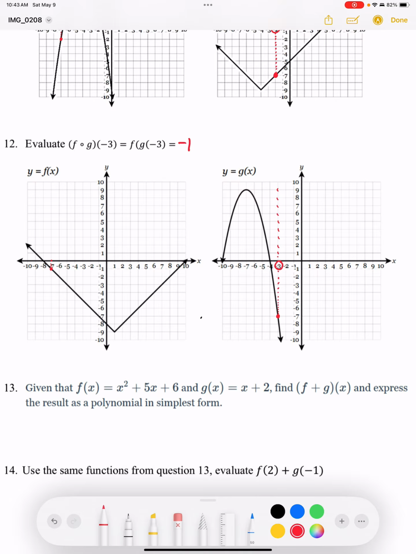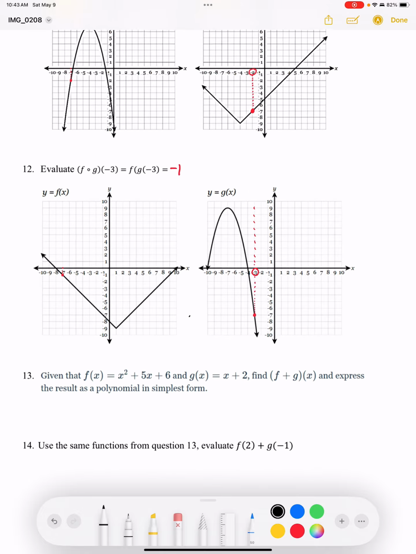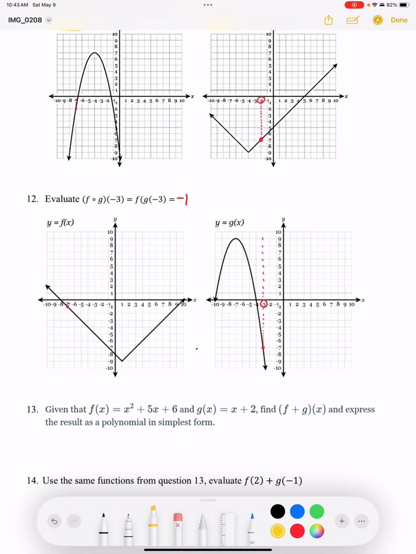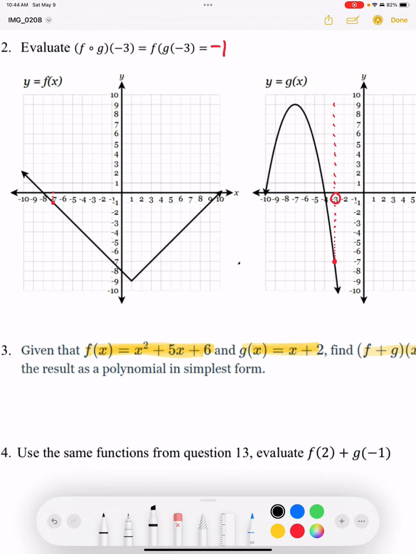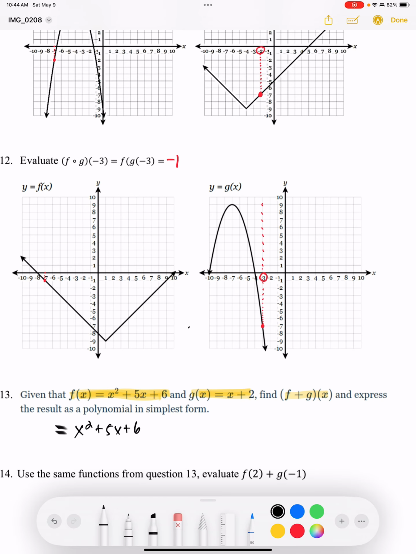And then for these last two, we'll just finish them in this video. Given that you have a function f and g, find f plus g. So all they're really telling you to do is to add the two equations together. So you're not going to get a value. It's x squared plus 5x plus 6. So that's f because it says f plus g. And now I'm going to add g to it. G is x plus 2.